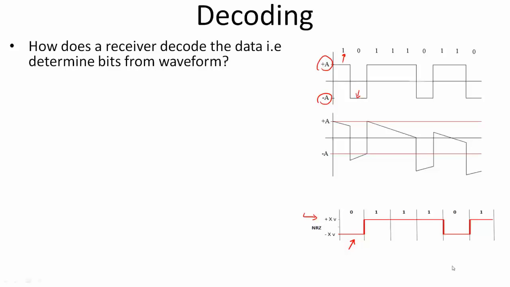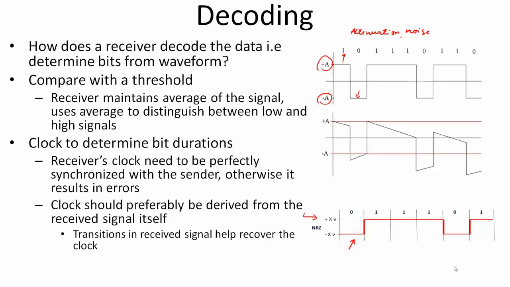Now, this is not a good idea because there is attenuation and noise as part of the media. You may transmit A volts, but what is received at the receiver will not be A voltage. It will be much lesser than A. Okay, fine. How about comparing with a threshold? In this case, this is your decision process. Suppose I view this as 0. Any voltage that is above 0, I am going to interpret it as a 1. Any voltage that is below 0, I am going to interpret as a 0.